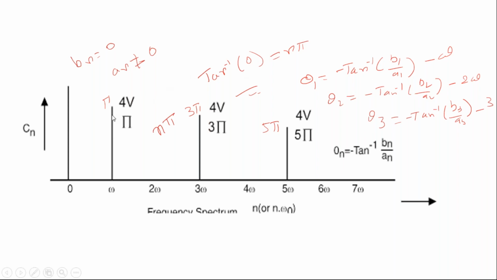But now observe it. Sir, what about its amplitude? Its amplitude is 4V only, but the phase is pi here, 3 pi here, 5 pi here. So that's how the phase is varying, and you need to plot the graph accordingly. I can represent this as angle Cn, which represents the phase part, and modulus of Cn, which represents the amplitude part. So you need to plot the amplitude spectrum as well as the phase spectrum like this.